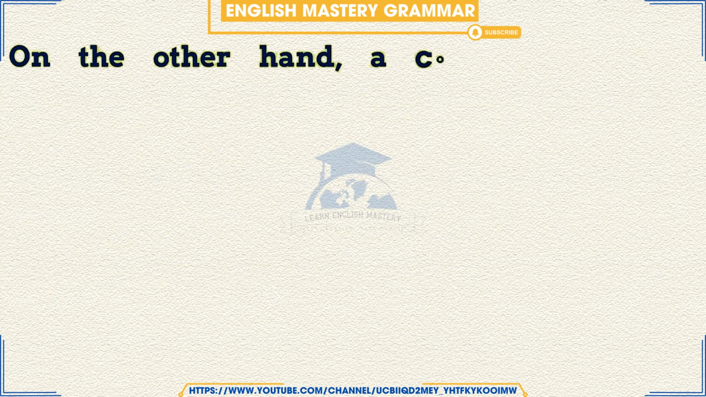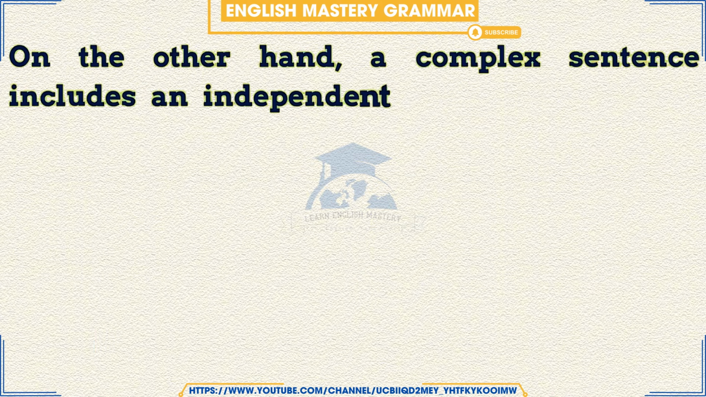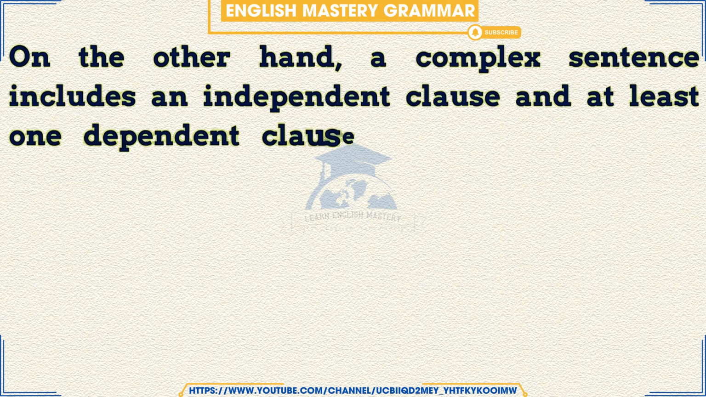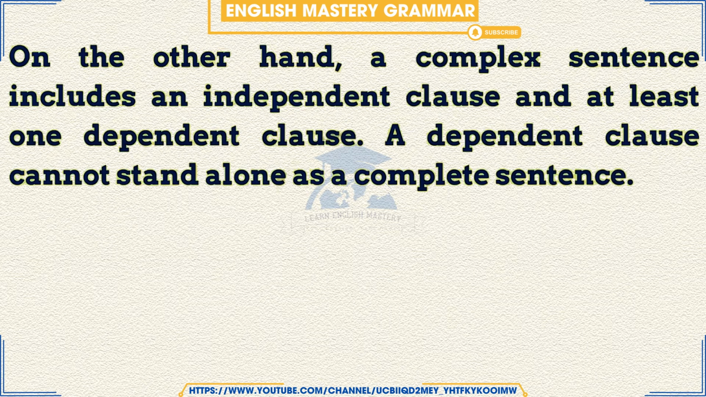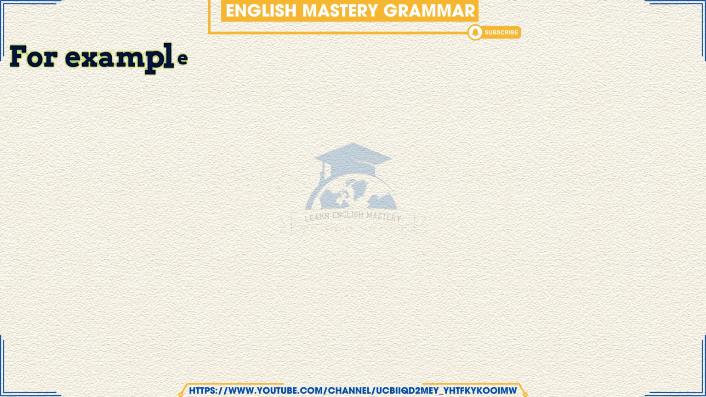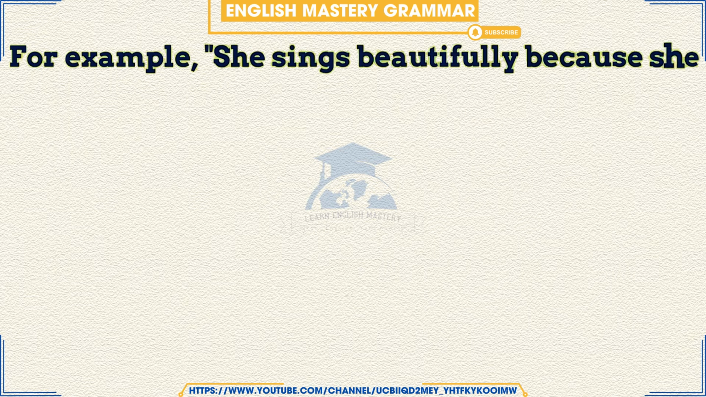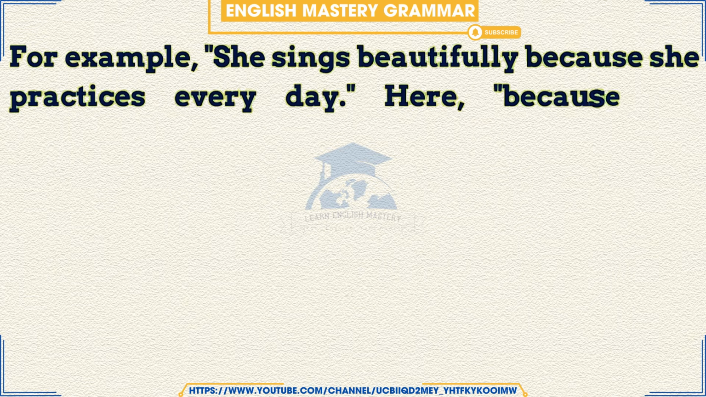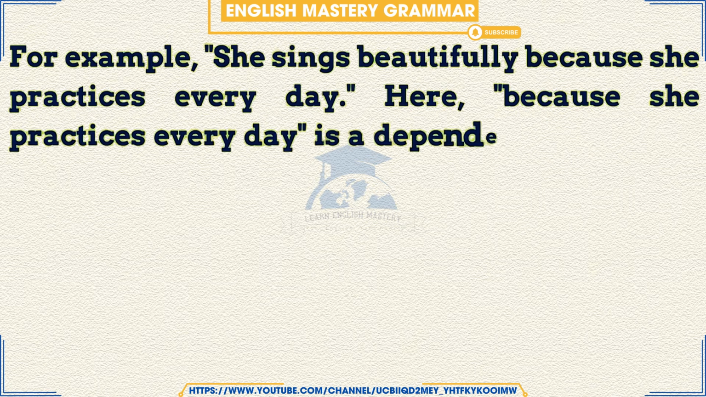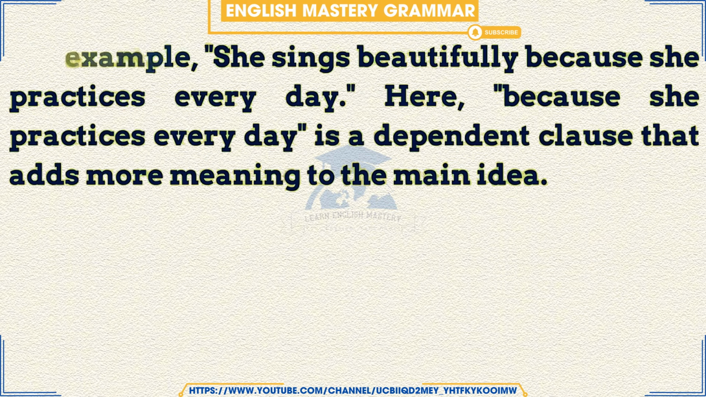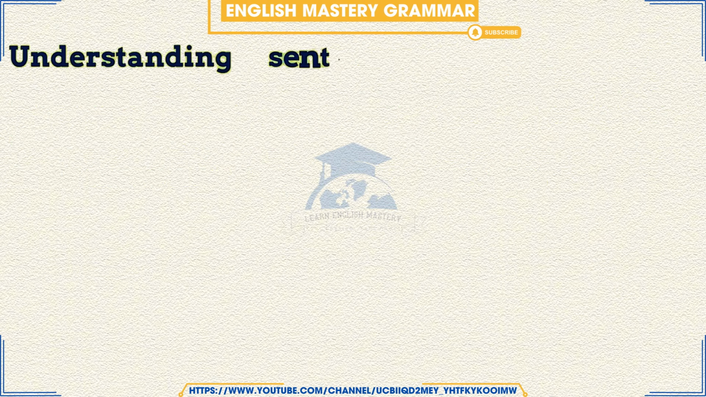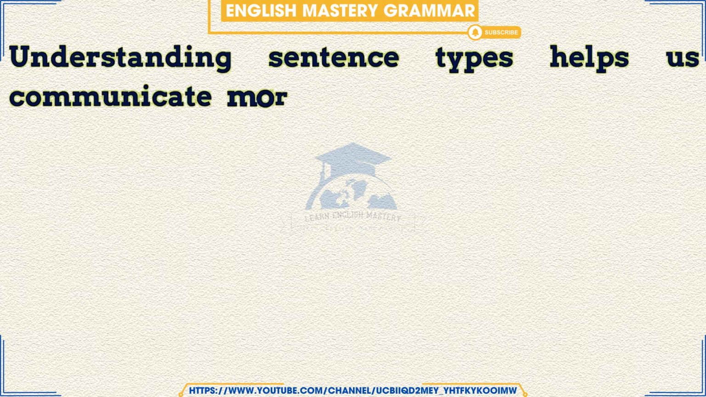On the other hand, a complex sentence includes an independent clause and at least one dependent clause. A dependent clause cannot stand alone as a complete sentence. For example, "She sings beautifully because she practices every day." Here, "because she practices every day" is a dependent clause that adds more meaning to the main idea. Understanding sentence types helps us communicate more effectively.